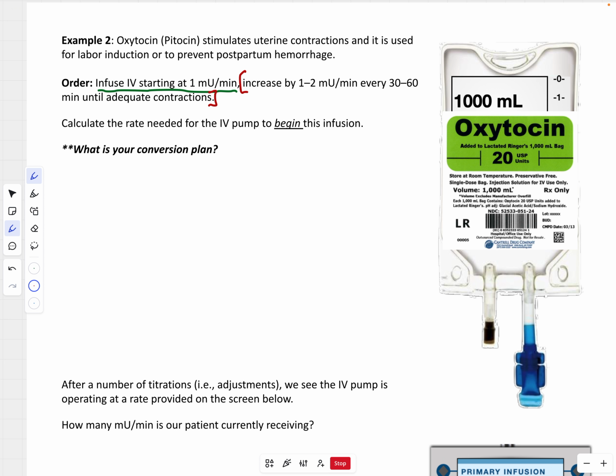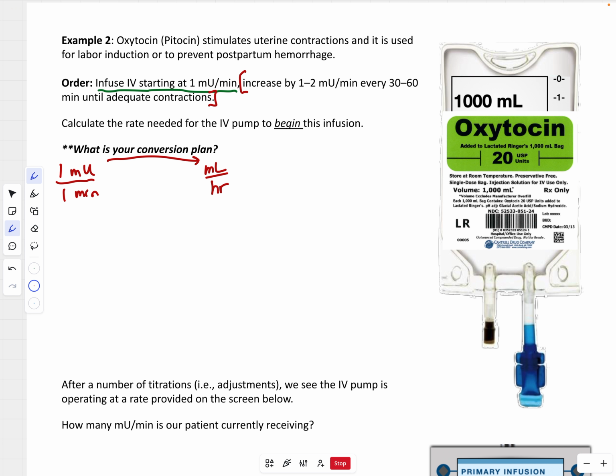In other words, I need to think about if I'm starting this infusion at 1 milliunit per minute, what am I going to set my IV pump to? In other words, what are we going to set our IV pump to in milliliters per hour in order for our patient to get 1 milliunit per minute?